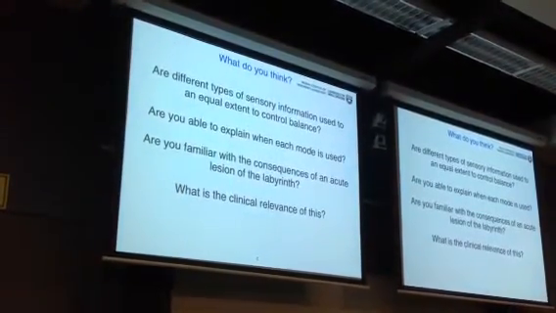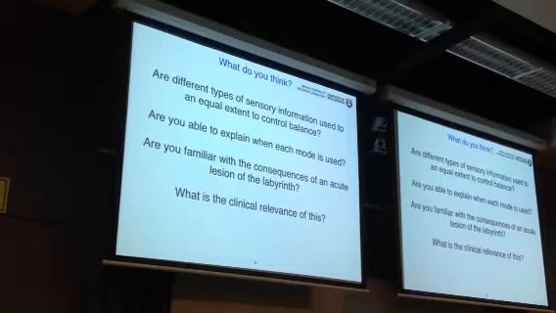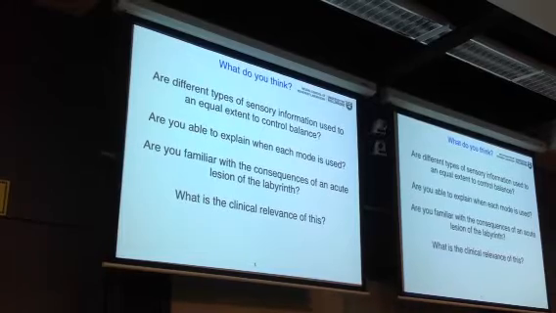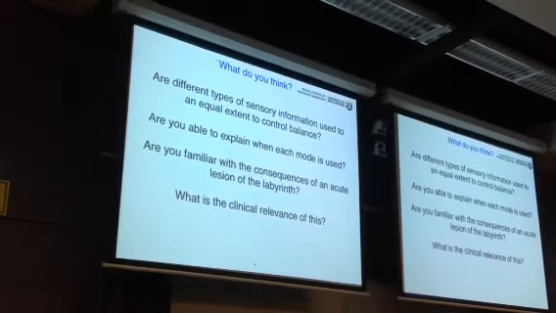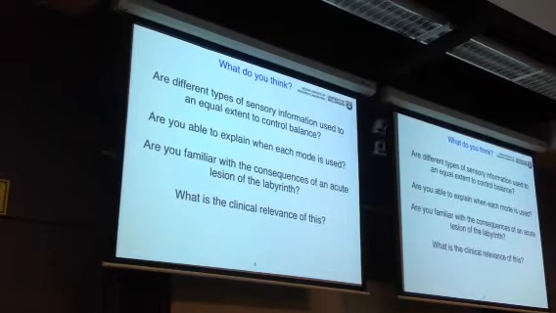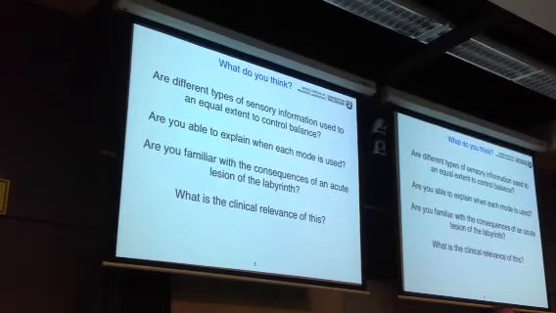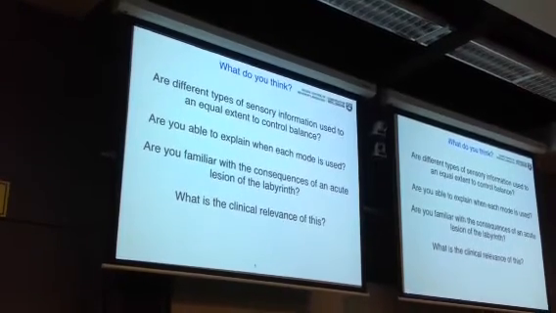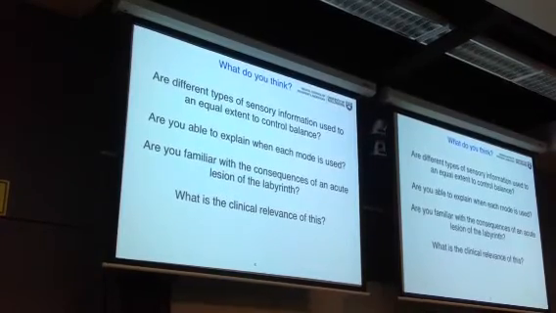Are you familiar with the consequences of an acute lesion of the labyrinth? What's the labyrinth? It's a fancy word for vestibular information, vestibular system. Yes, you can. You can tell me what the consequences of an acute lesion are, and you can also make the relationship between those results that we get with an acute lesion and what you see in everyday life in a vestibular patient. All right, I've told you that.